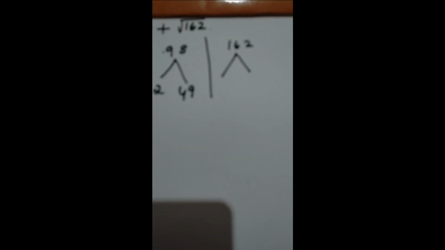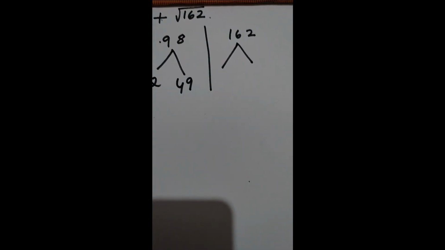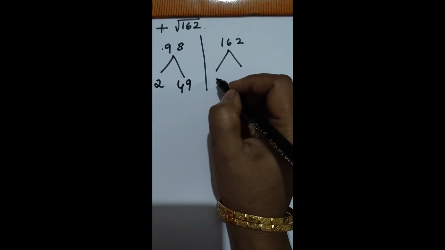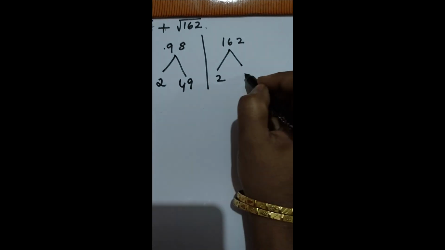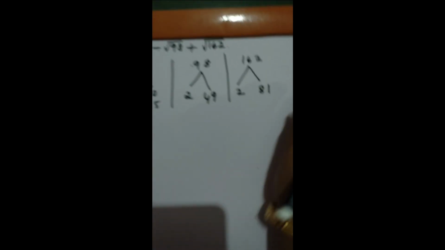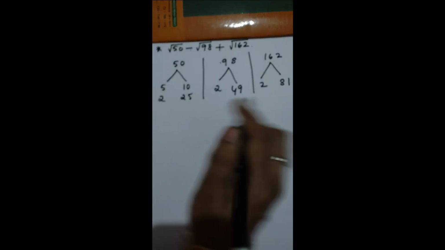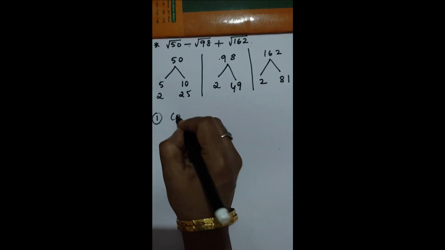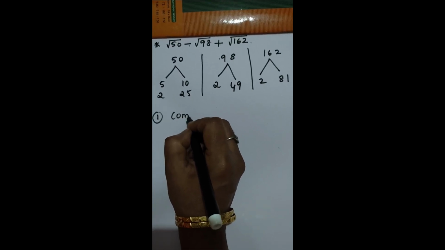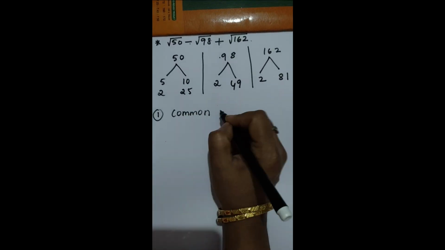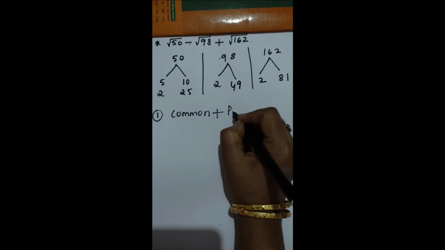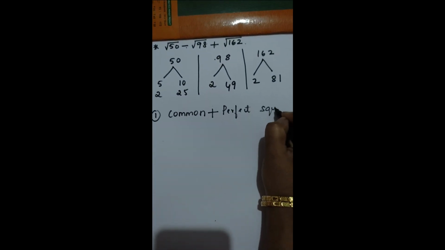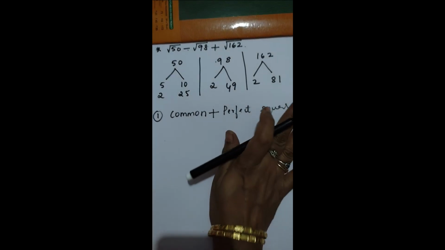162. For this we have 2 8s are 16, 2 1s are 2. Why did I stop here? Because the main thing, the hint or the trick, is you need a common number plus a perfect square. If you get this, stop there.